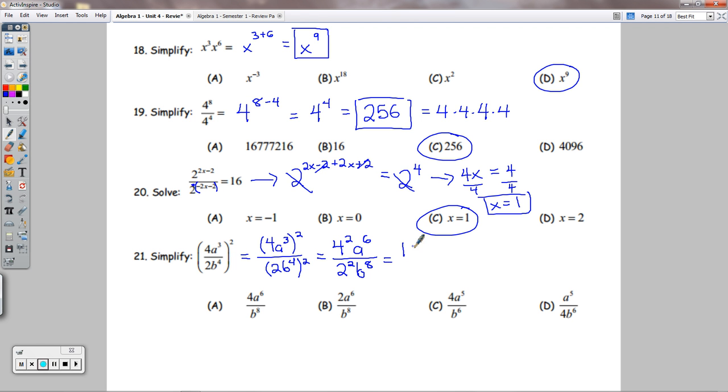This would be 16a to the 6th on the top. This would be 4b to the 8th on the bottom. You can reduce 16 and 4. That can become a 4. And then a to the 6th, b to the 8th. Since they're different bases, you have to just leave them just like they are. So nothing else can cancel out. Nothing else can reduce. That should be an 8. Sorry about that. There we go. So 4a to the 6th, b to the 8th, looks like that is choice A right there.